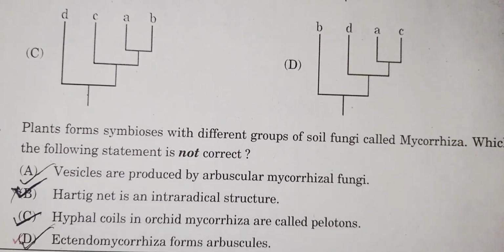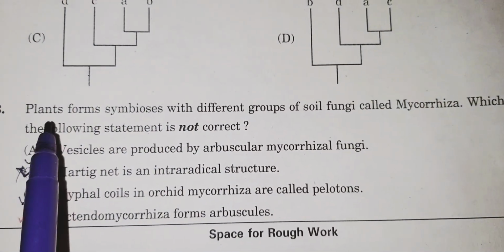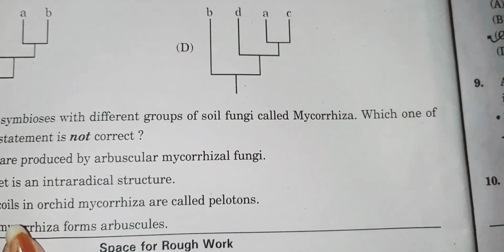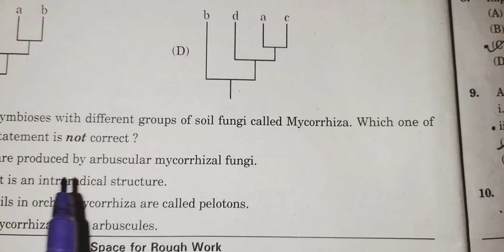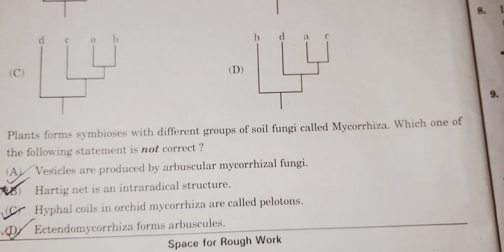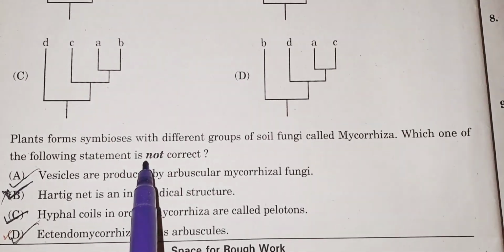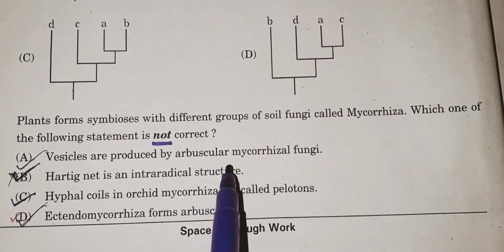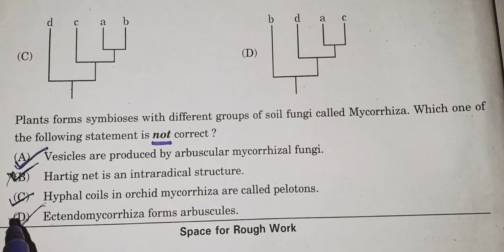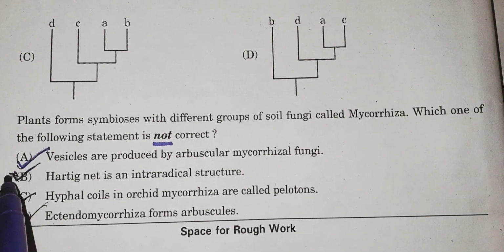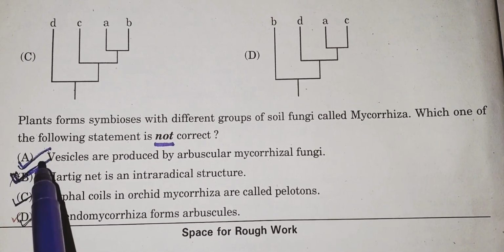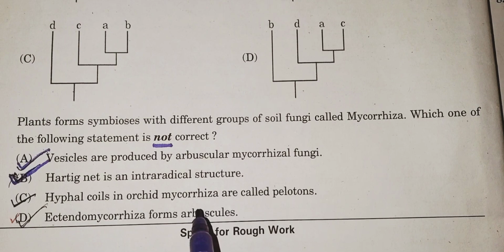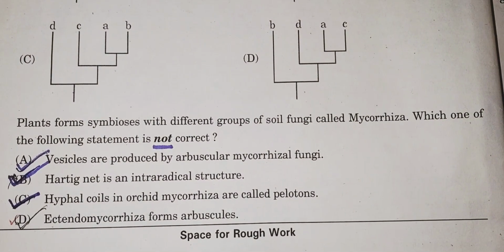Coming to the next question. Plants form symbiosis with different groups of soil fungi called mycorrhiza. We all know this. Which one of the following statements is not correct? Not correct, mind it. Vesicles are produced by arbuscular fungi. Absolutely correct. Hartig net is an intraradical structure. Correct. Hyphal coils in orchid mycorrhiza are called pelotons. This is also correct. Then which is incorrect?